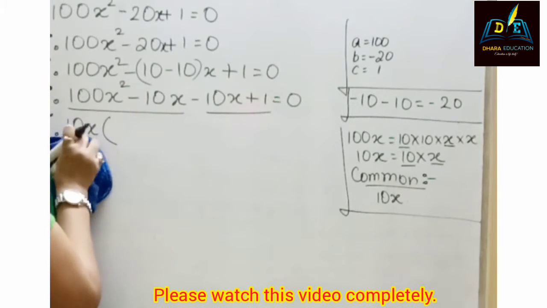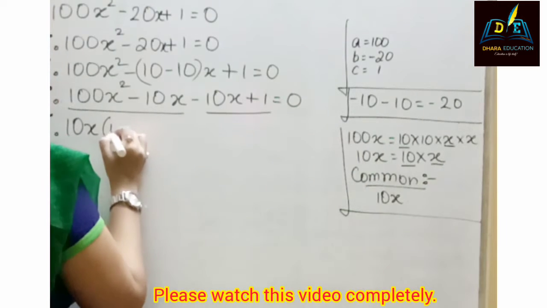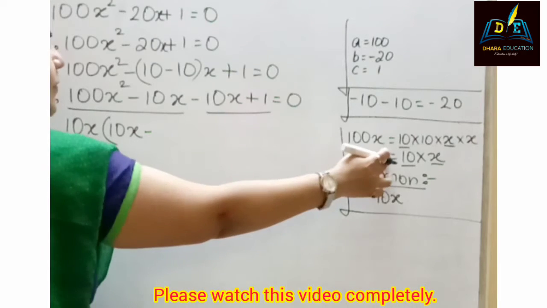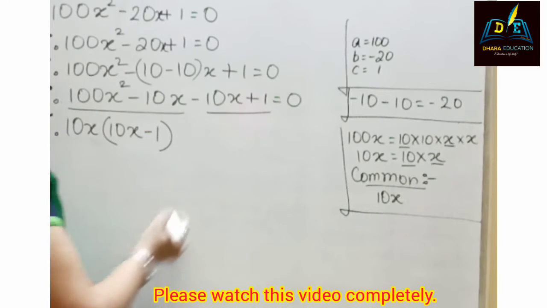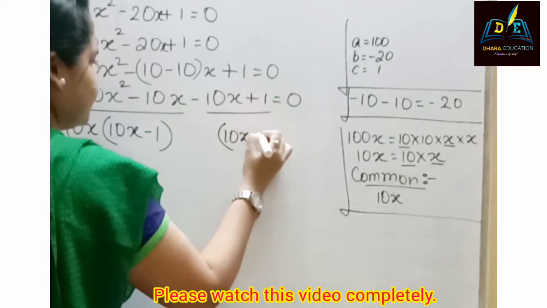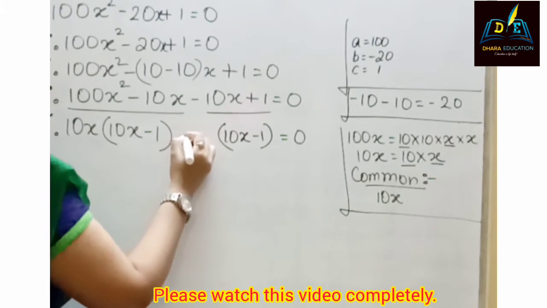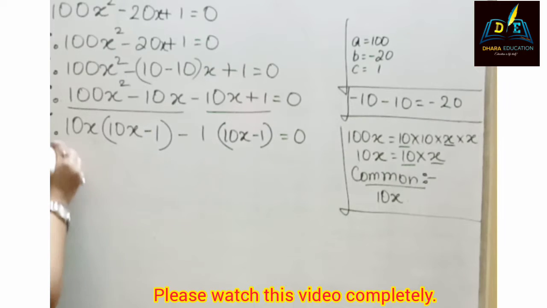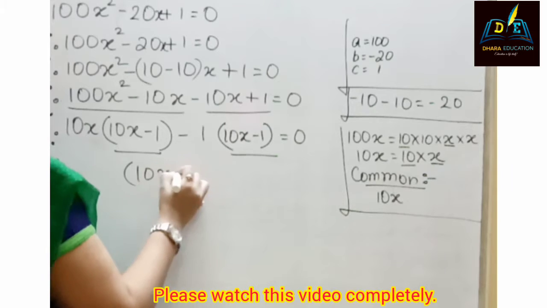Open the bracket and what is left over here is 10x. Then minus, minus as it is. What is left over here is nothing on the second term. So we will write 1. Okay. Then exactly this term we will write here is equal to 0. But what we need to put here is only minus 1.